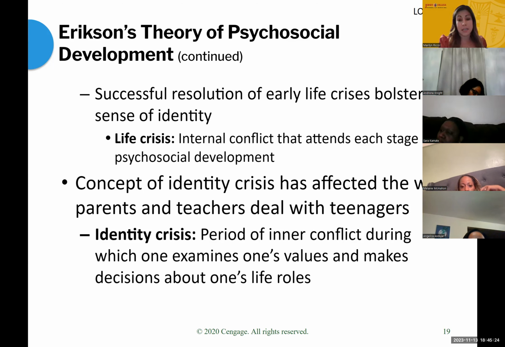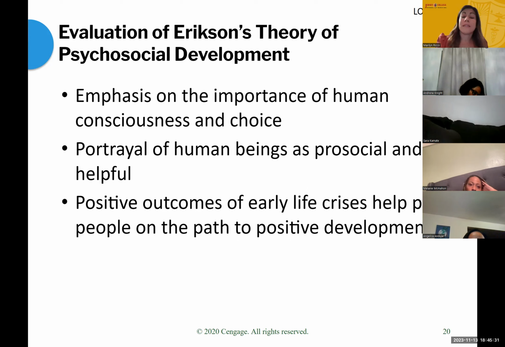It starts in the teen years where they're trying to identify who they are as a human being. It places an emphasis on the importance of human conscious and choice, a portrayal of human beings as pro-social and helpful. And then some positive outcomes of early life crisis help put people on the path to positive development.